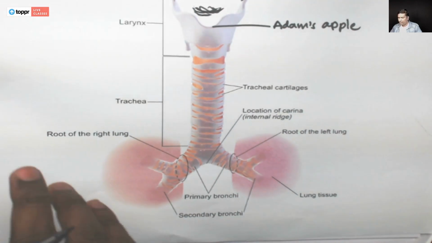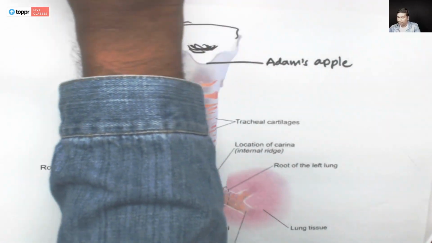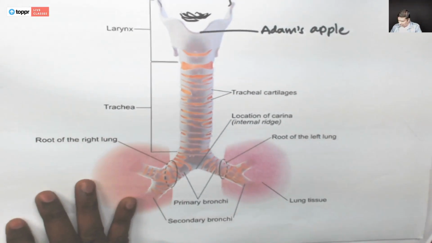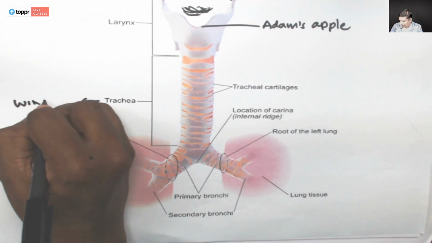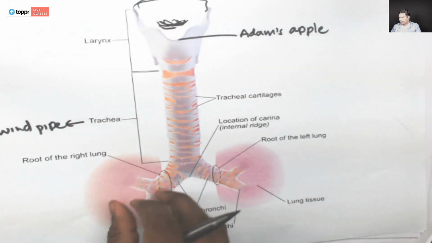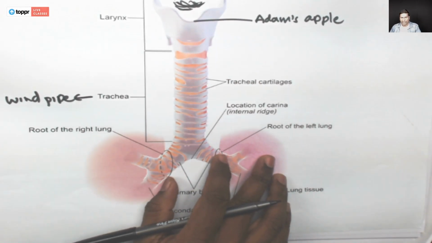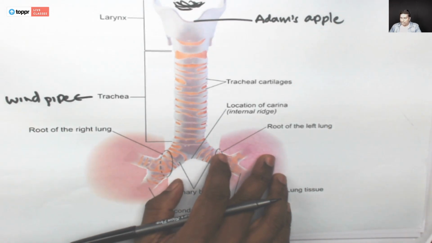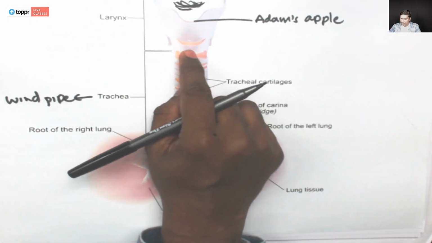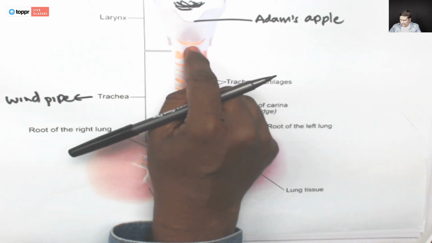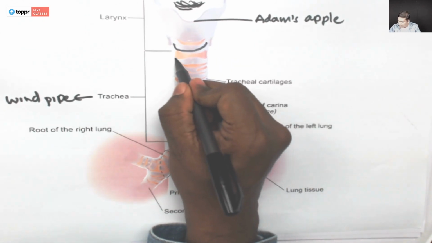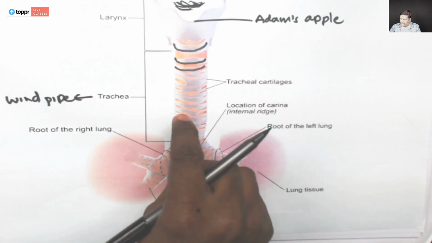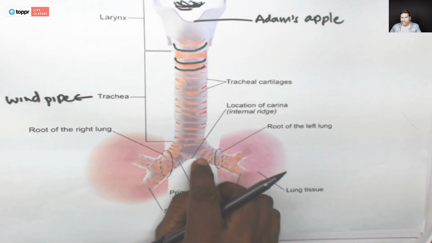Trachea is this long tube, as you can see. This long tube is also called the windpipe. Okay, trachea is also called windpipe. Now, this trachea has many C-shaped cartilages. So you see this C. All those white things are your C-shaped cartilages.